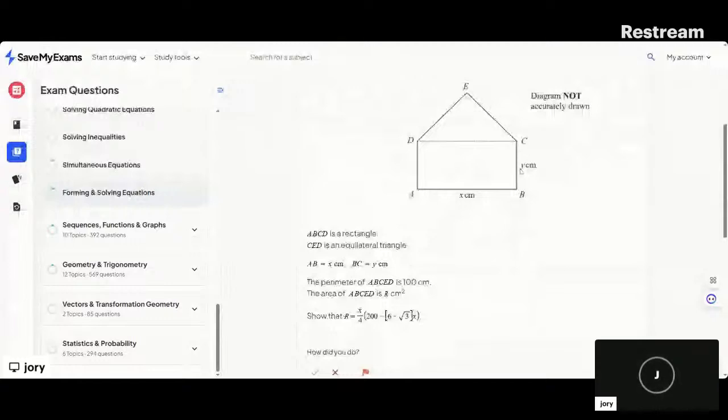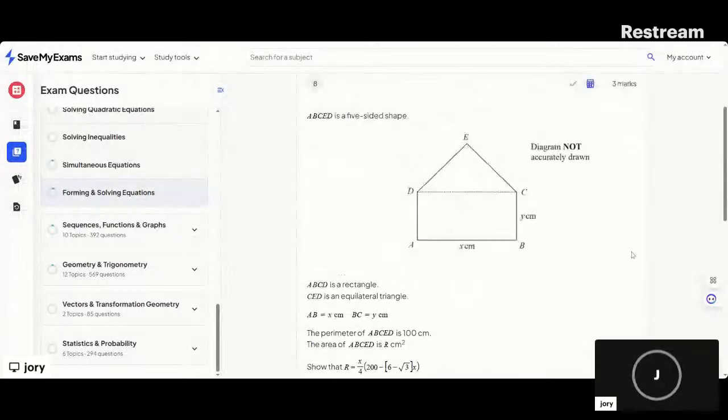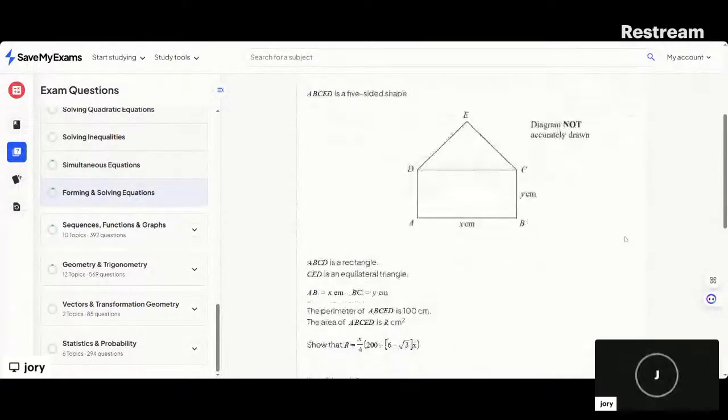Oh my god, lots of numbers. It's only 3 marks though. ABCD and CE is a rectangle. CED is an equilateral triangle. AB is this many. BC is this many. The perimeter of ABCED is this many. The area of ABCD is R. Show that R is this many.